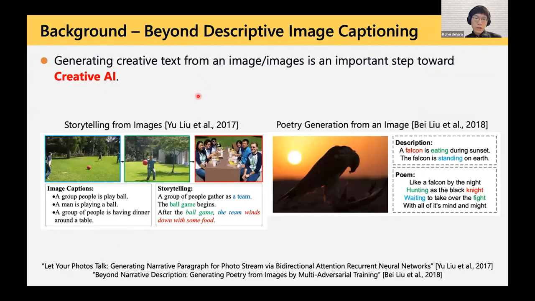I'll explain the background of this research. Making computers understand and have creativity is an important challenge. Creative text, such as stories, is used in many different fields, such as entertainment or advertising, and the ability to generate it automatically is of great value. So automatic generation of creative text is expected to have a wide range of applications. Indeed, there have been several studies in this field, including the generation of stories from images and poetry generation from an image.